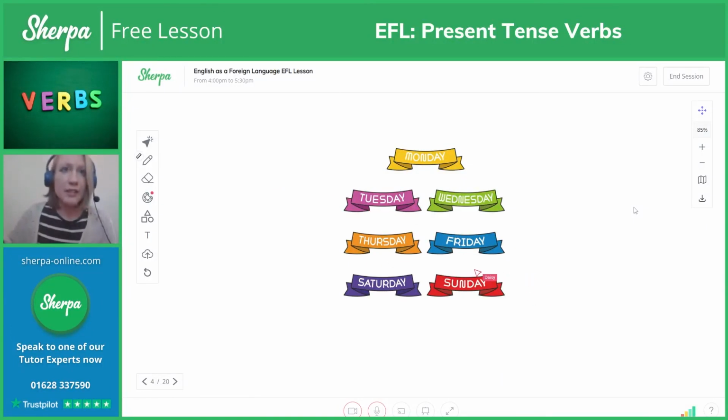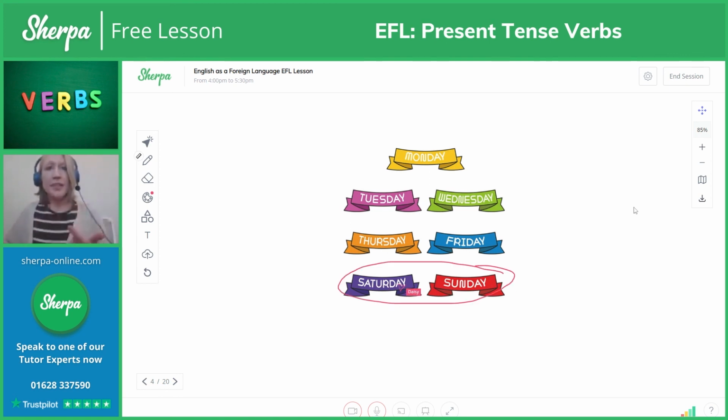Let's highlight Saturday and Sunday now. So Saturday and Sunday, the weekend. We could say at the weekend or at weekends. Let's make a new sentence. I visit my grandparents at weekends. You try? I visit my grandparents at weekends. At weekends, this tells us that it's every weekend, so every Saturday and Sunday. I visit my grandparents at weekends. Can you make a sentence with at weekends?